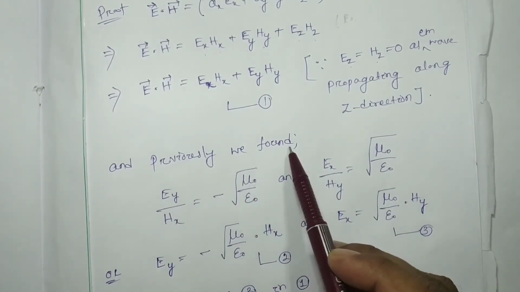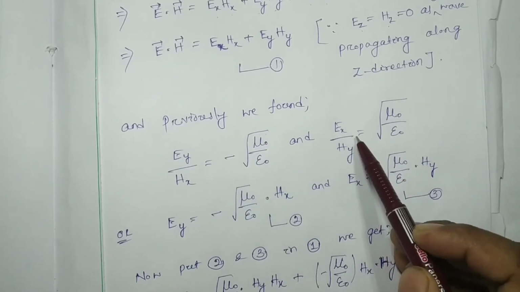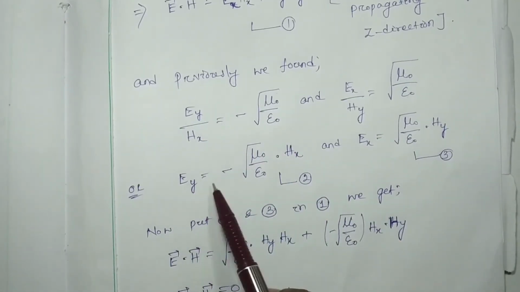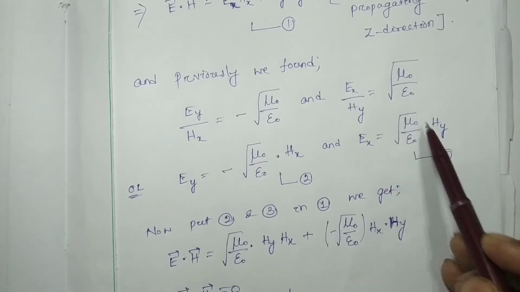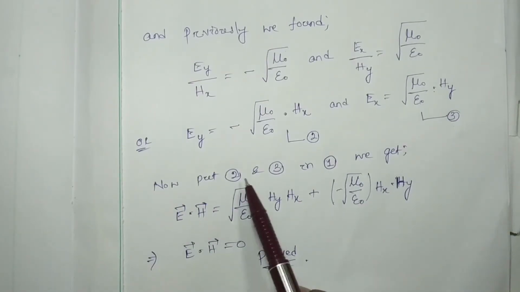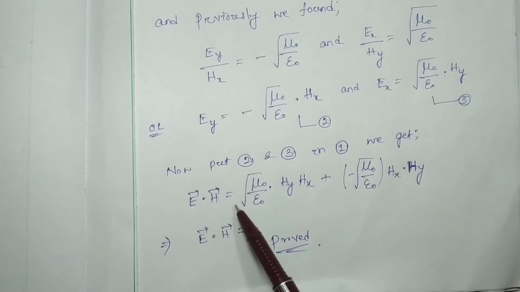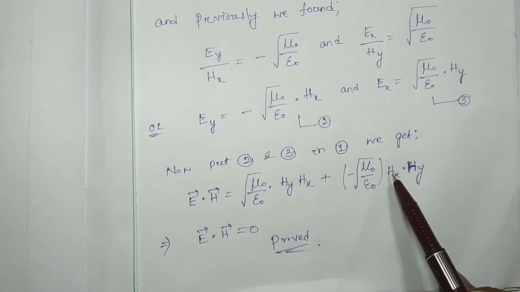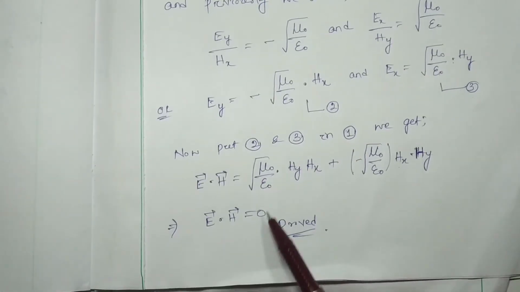And previously we found that Ey by Hx equals minus root over mu 0 by epsilon 0, and Ex by Hy equals root over mu 0 by epsilon 0. From this we get Ey equals minus root over mu 0 by epsilon 0 into Hx, and Ex equals root over mu 0 by epsilon 0 into Hy. Let this be equation number 2 and this be equation number 3. Now we substitute 2 and 3 in equation number 1. What do we find? E dot H equals root over mu 0 by epsilon 0 into Hy Hx plus minus root over mu 0 by epsilon 0 Hx into Hy. So both are the same but with opposite sign, they cancel, and we find 0.